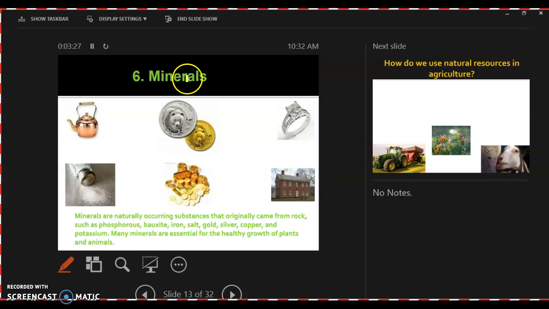Then minerals. You think about things like coins, salt. We use salt. Minerals are naturally occurring substances that originally came from rock, such as phosphorus, iron, salt, gold, silver, copper. Those are some examples that you can write down. All those minerals come from a rock.